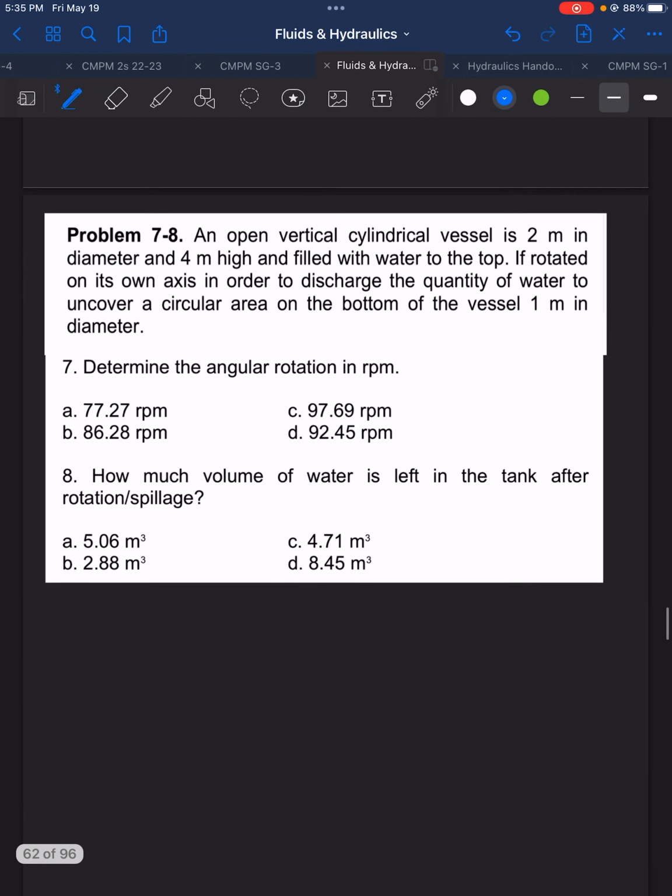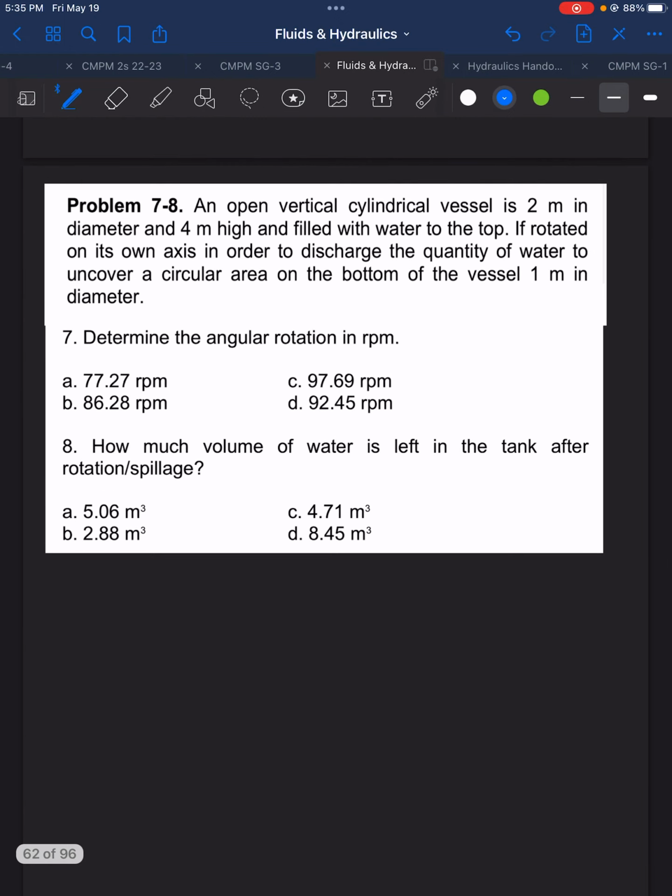Let's go to problem 7 to 8. An open vertical cylindrical vessel is 2 meters in diameter and 4 meters high, and it is filled with water to the top. If rotated on its own axis in order to discharge the quantity of water to uncover a circular area on the bottom of the vessel 1 meter in diameter. Determine the angular rotation in RPM and how much volume of water is left in the tank after rotation or the spillage.